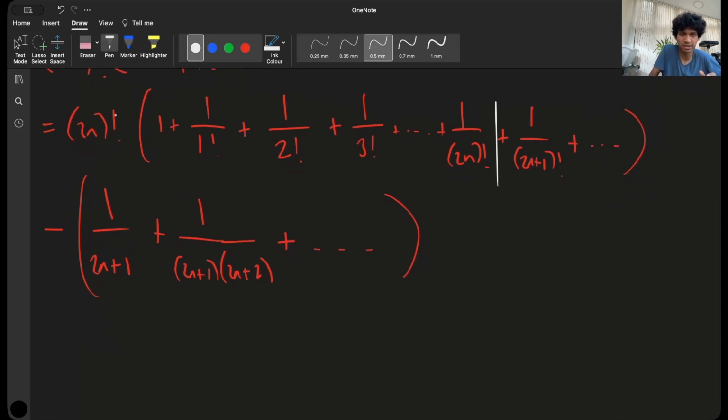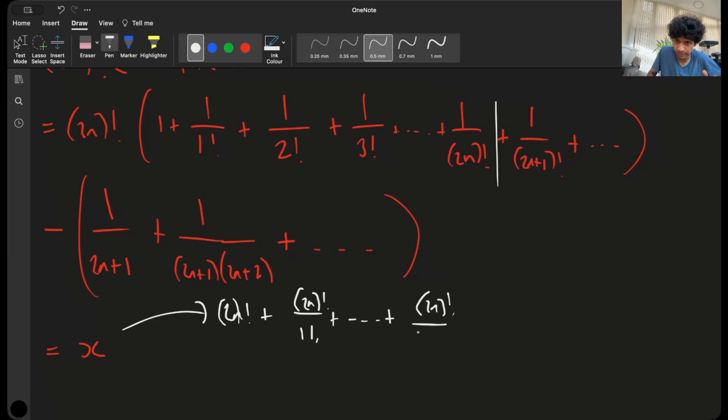So what I can do is, let's just say that this is equal to some x, right? Where x is basically 2n factorial. Maybe I should do this over here, I'll do a different color. So where x is basically 2n factorial plus 2n factorial over 1 factorial all the way up to 2n factorial over 2n factorial. This is just for the sake of notation, for the sake of convenience, I've written it like this.